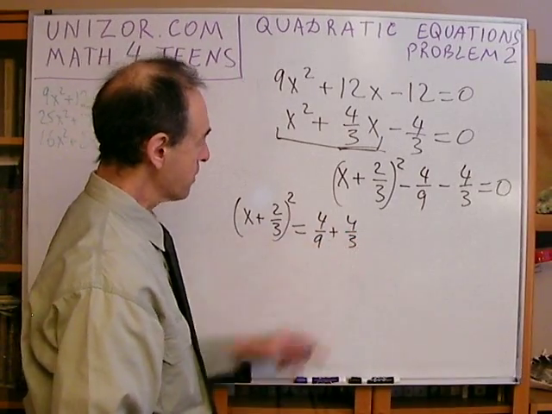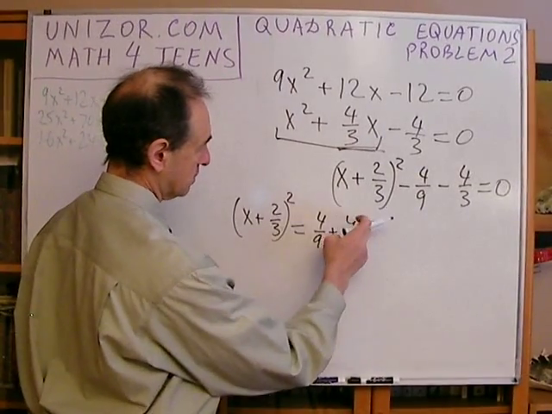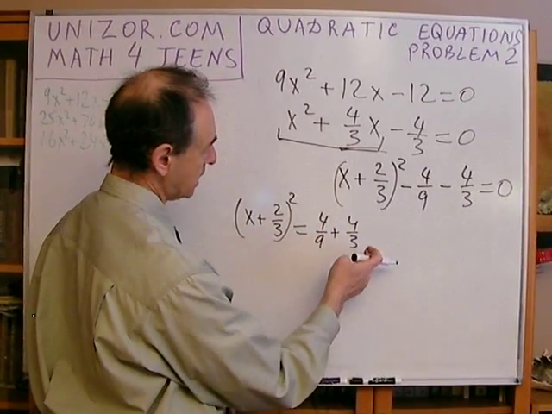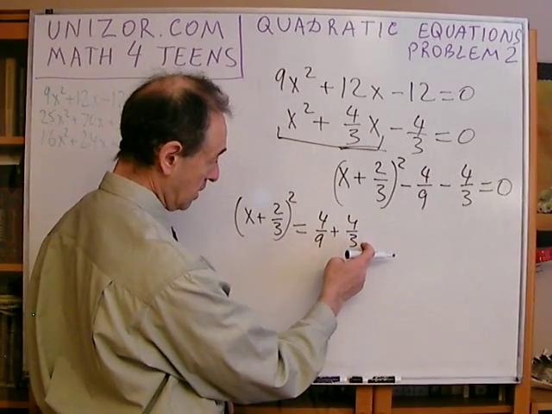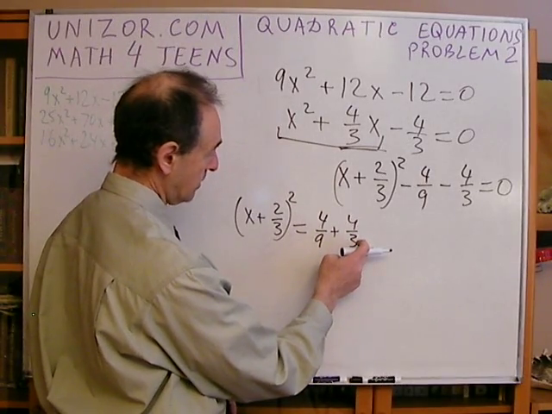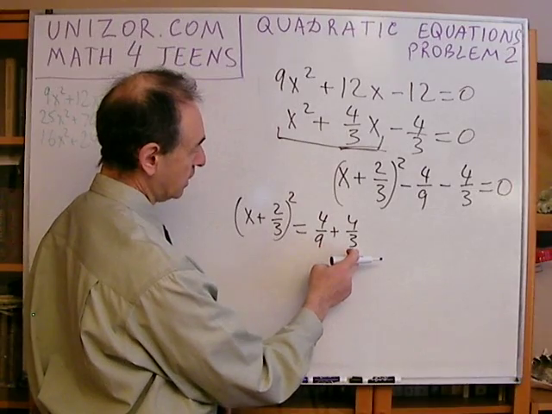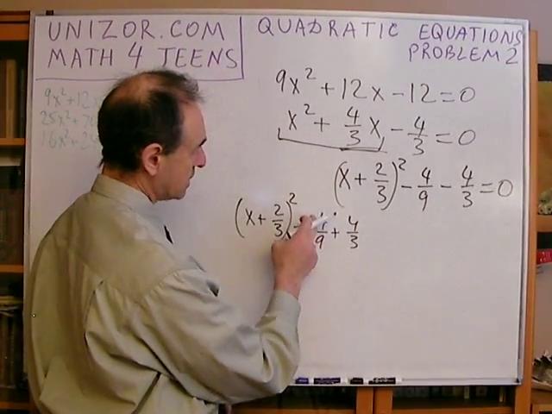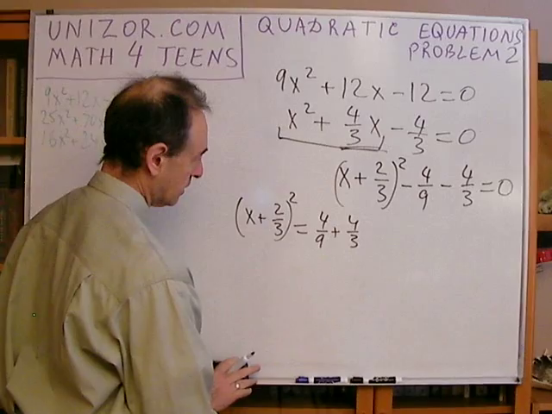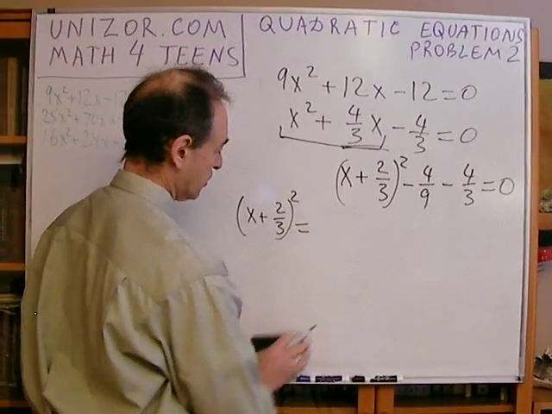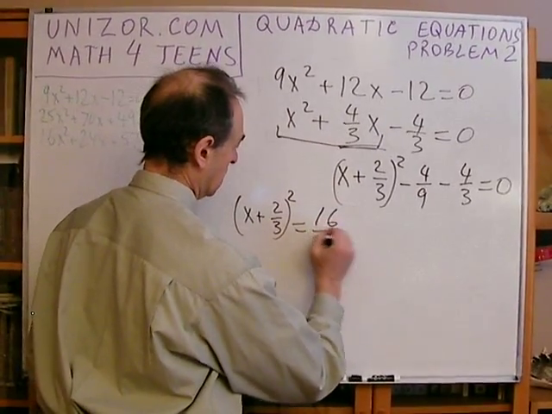Well, instead of 4/3, you can multiply by 3 both numerator and denominator, it will be 12 over 9. So 9 is the common denominator. 12 over 9 plus 4 over 9, that's 16 over 9. So let me just put 16/9.